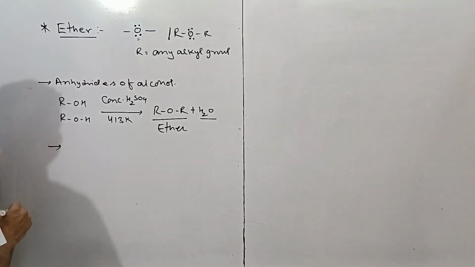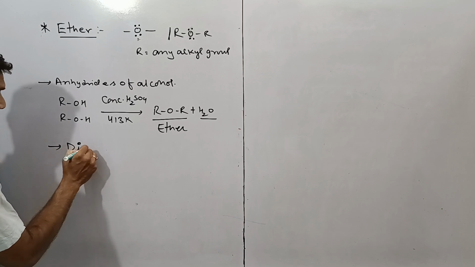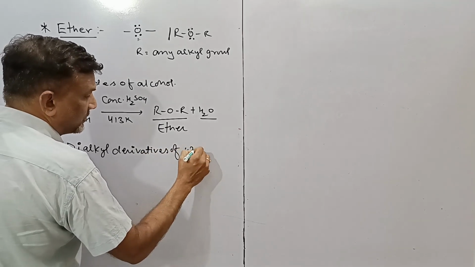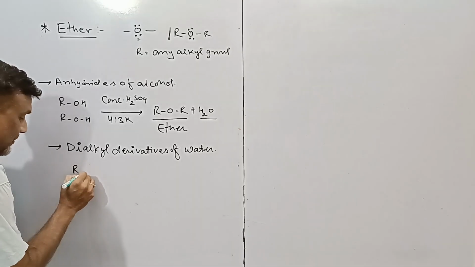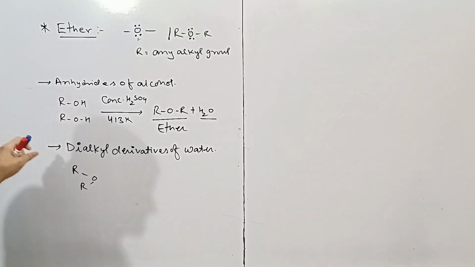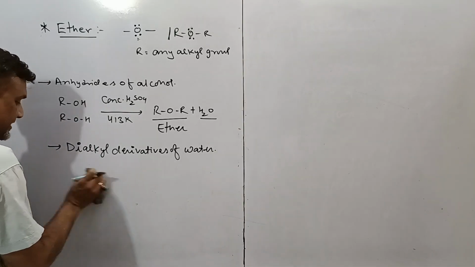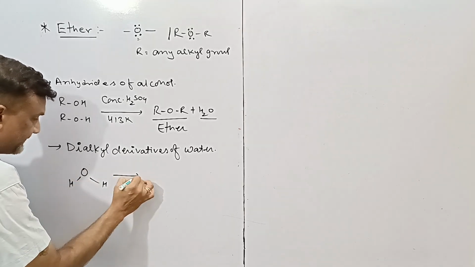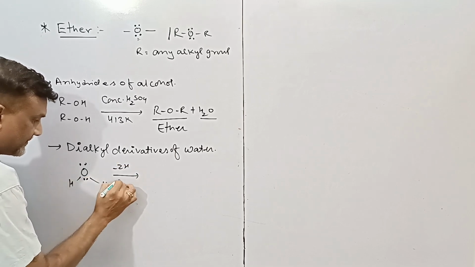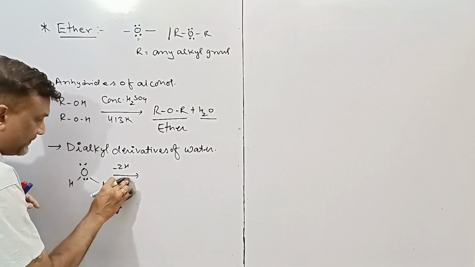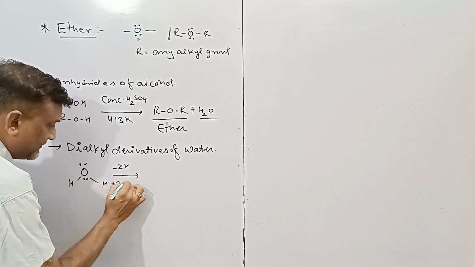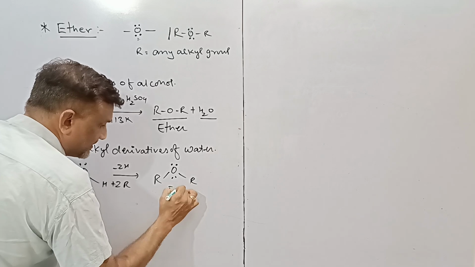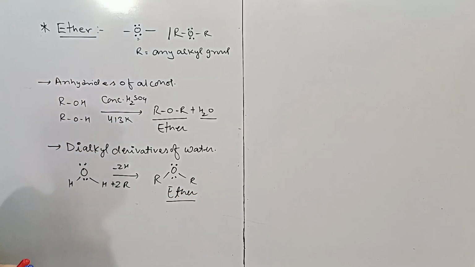Further, with another statement, these are also called dialkyl derivatives of water also. This is ROR. This is the water molecule, which we can take as HOH. If we remove both hydrogens and substitute them by alkyl groups, then there is formation of ROR, the ether. That's why these are known as dialkyl derivatives of water also.